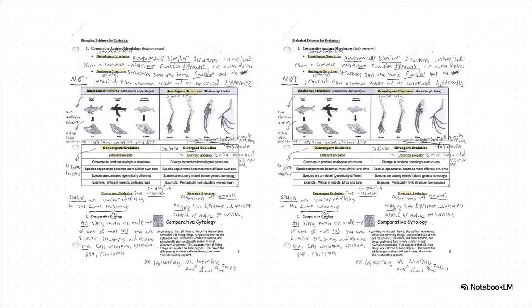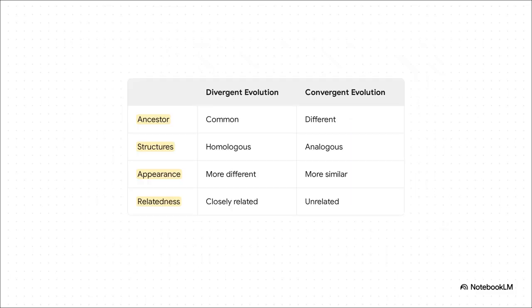This is a perfect illustration. Look at the wings of an insect and a bird. They're analogous. They both get the job of flying done, but they were built from completely different starting materials, evolutionarily speaking. Now compare that to the arm of a human, the leg of a cat, the flipper of a whale, and the wing of a bat. These are homologous. They're used for totally different things, but underneath, they're all built from the same basic set of bones. That pattern screams shared ancestry.